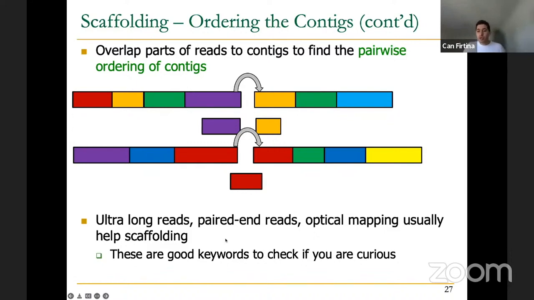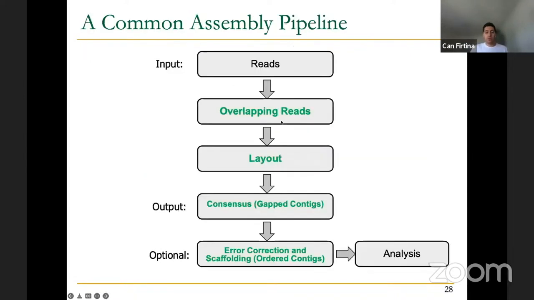Optical mapping is used. Optical mapping is an accurate approach if you want to identify certain k-mers in the genome. So for example, you identify the k-mer here, here, here, and here, and then you say that, okay, since these k-mers are consecutively appearing here and here and here, maybe these two contigs are next to each other so that I can order them. But I'm not going to talk about them in detail. So these are good keywords for you to check if you are curious about learning more about scaffolding and further analysis.